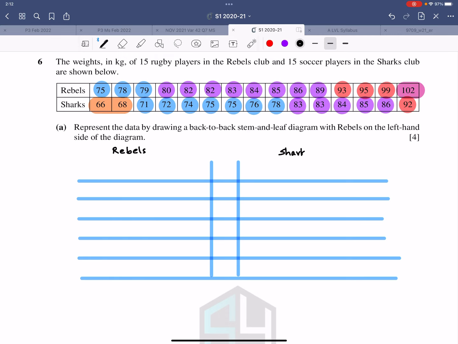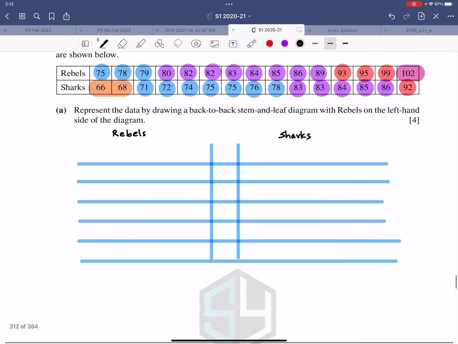The values are 6, 7, 8, 9, and 10. For the Rebels, you start labeling. There is nothing with the 6, so that would be blank. With 7, it's 5, 8, and 9. So this is 5, 8, and 9, and write 3 at the corner.